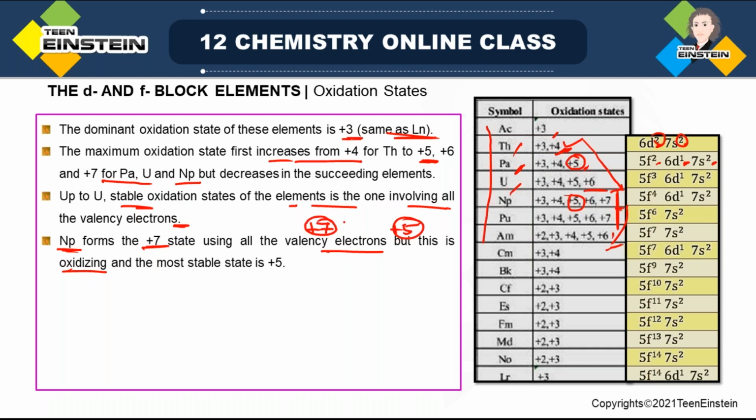So when it is in +7 state, there will be a tendency to gain 2 electrons. That means it is oxidizing in nature. It will accept electrons from other species, and it is reaching the most stable state +5. So it is useful information that Np in +7 state is oxidizing in nature. Fine.